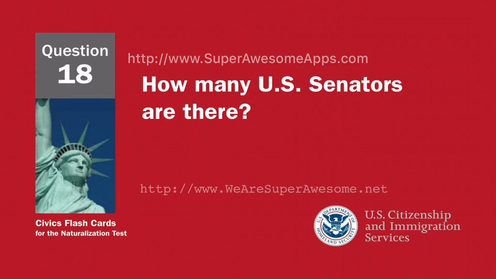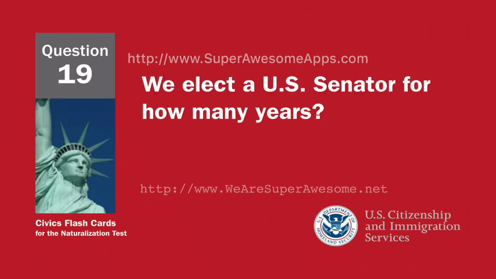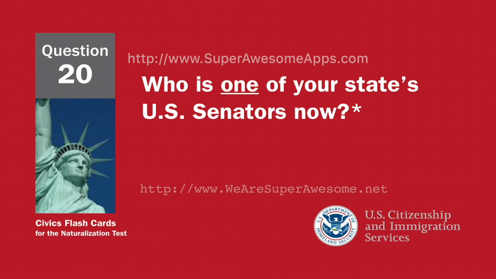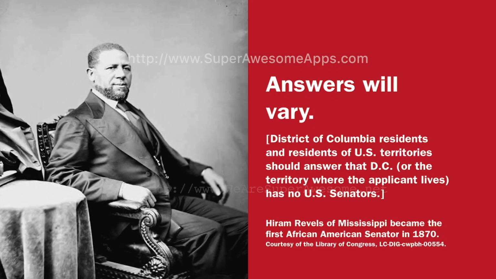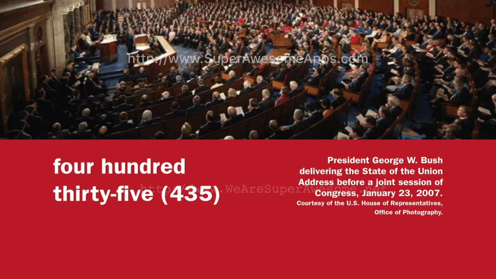How many U.S. senators are there? 100. We elect a U.S. senator for how many years? 6. Who is one of your state's U.S. senators now? Answers will vary. The House of Representatives has how many voting members? 435.